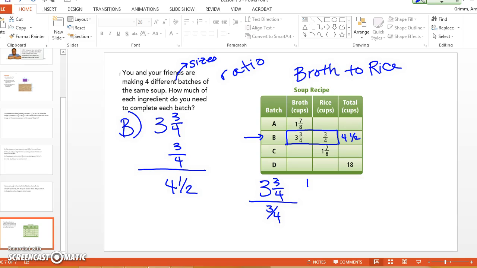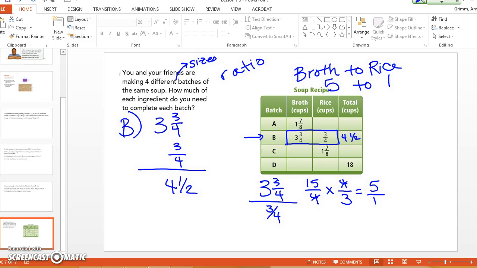So what would this be? 15 fourths times 2/3. Yeah, and you can cross reduce. What do I get here? 5 to 1. Now, I want you to think for a minute. Use your brain. This means 5 to 1. What does that mean in this problem? The broth is 5 cups to 1 cup of rice. So if I put in 1 cup of rice, I need 5 cups of broth.